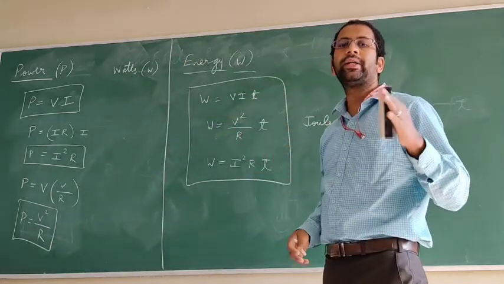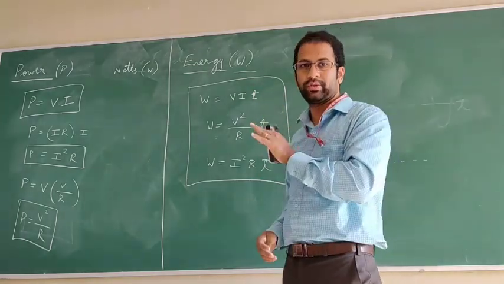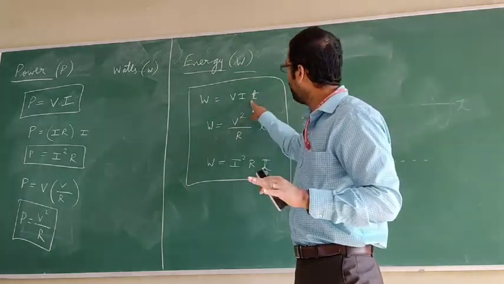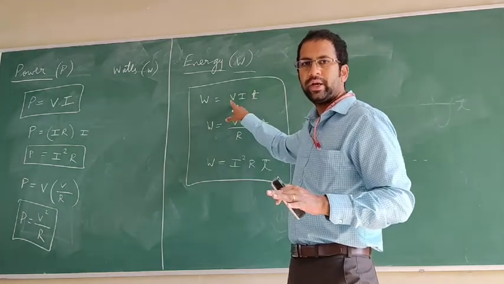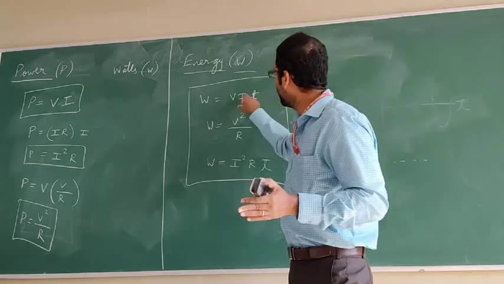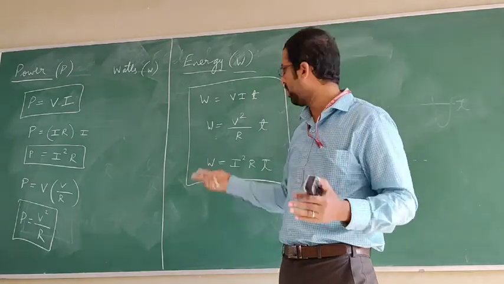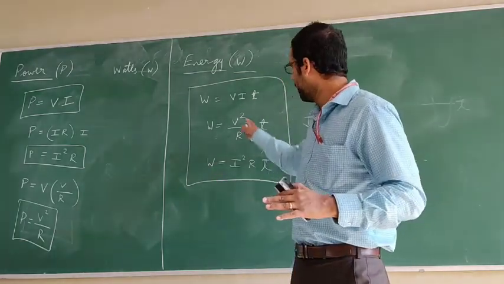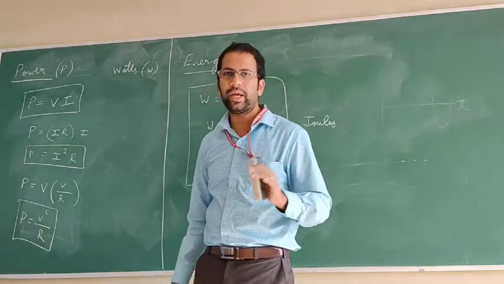Next, energy. Energy is the capacity to do work. For how much amount of time can you use that same power? The power into time is called energy. W is equal to V square by R into T, again using Ohm's law, or W is equal to I square into R into T. The unit of energy is joules. Here, the unit of power is watts.